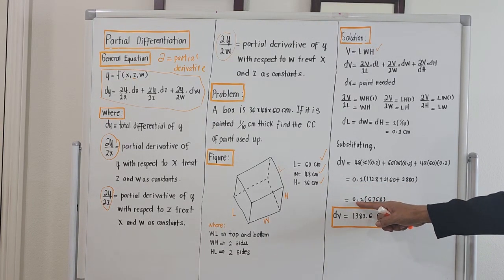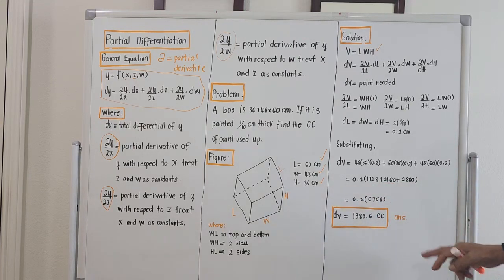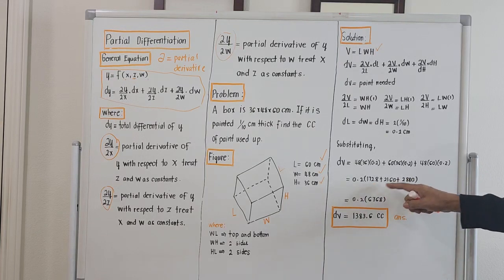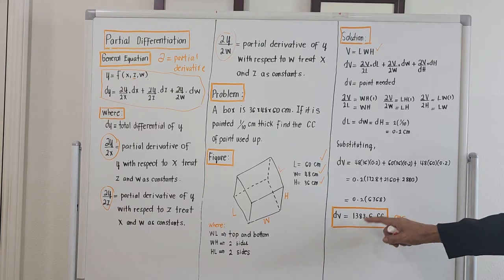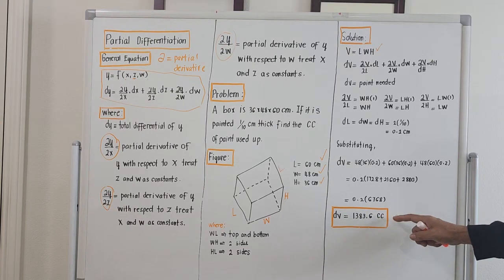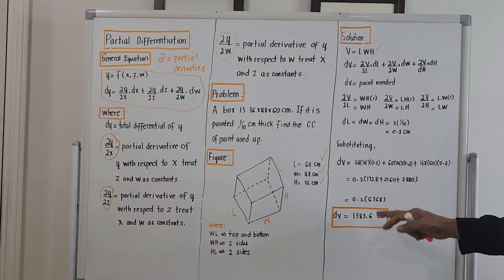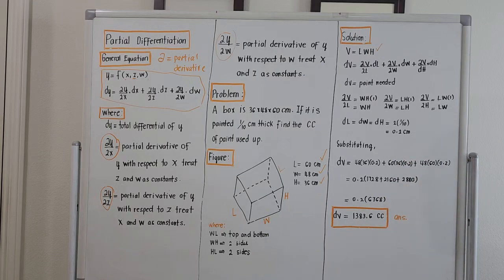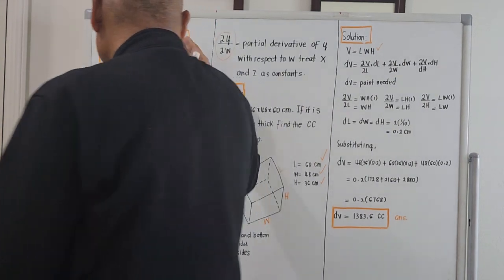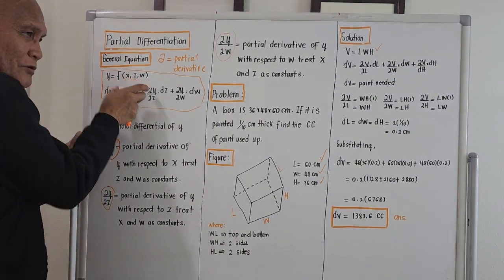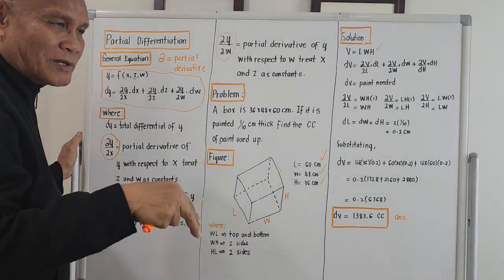So this is 0.2. It's just a simple addition. So the summation of this one will be 6768, times 0.2. Therefore, the differential volume now will be 1383.6 cc, or cubic centimeter. So the total paint needed is 1383.6 cubic centimeter. That's the solution using partial differentiation that involves 3 variables. So this is a calculus that involves 3 variables, meaning multi-variables.